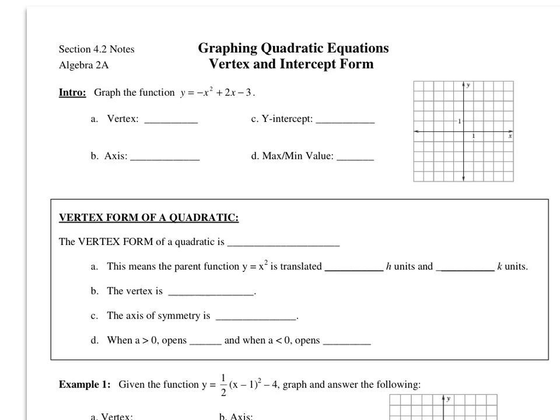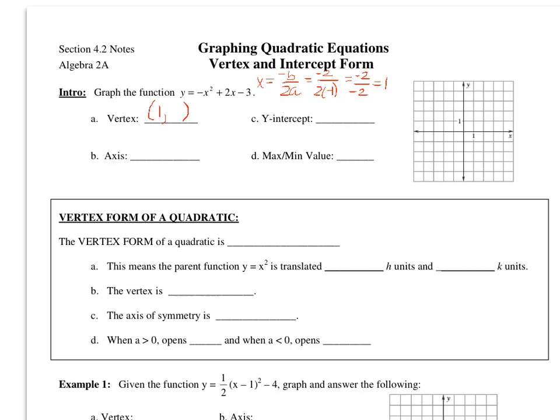If you take a look at this intro question, they're giving you a function, negative x squared plus 2x minus 3, and we want to find the vertex. According to section 4.1, we can find the x-coordinate of the vertex by taking the opposite of b over 2a. So the opposite of b is negative 2, over 2 times a, which is 2 times negative 1. So I have negative 2 divided by negative 2, which is a positive 1. So the x-coordinate of my vertex is a positive 1.